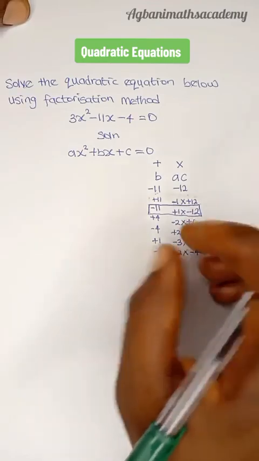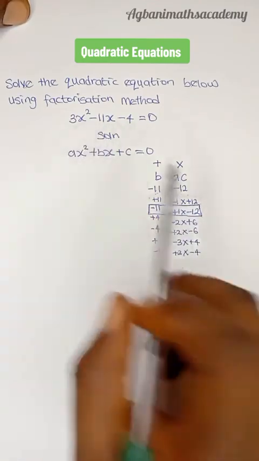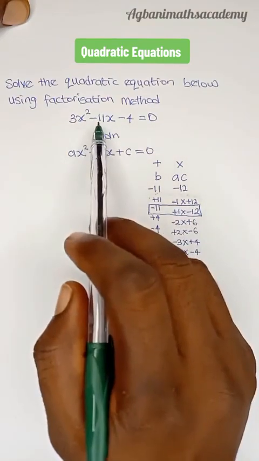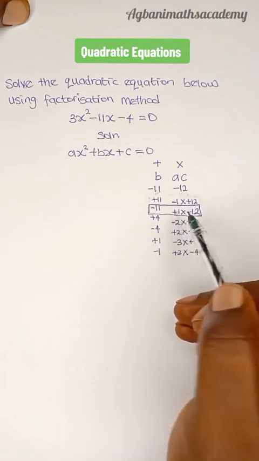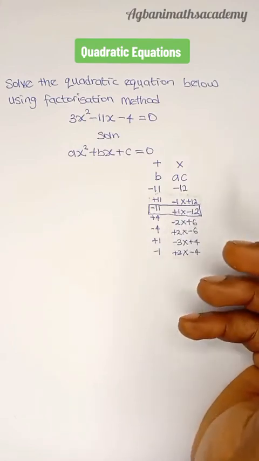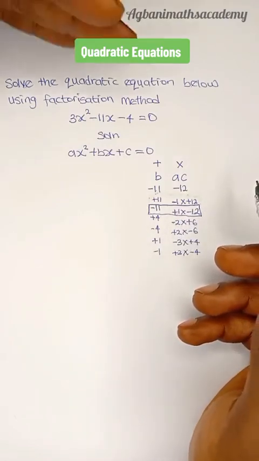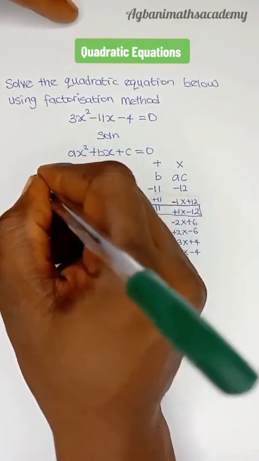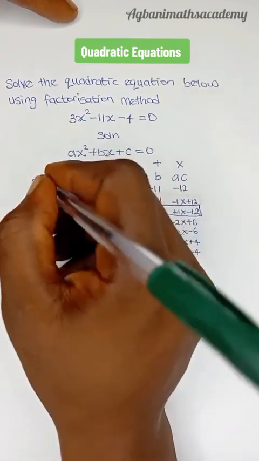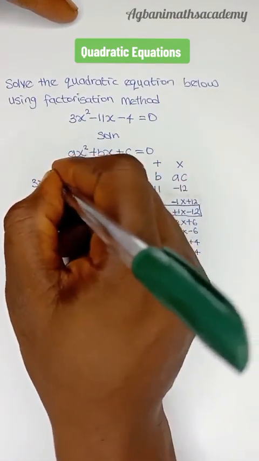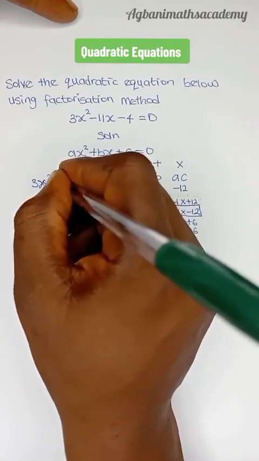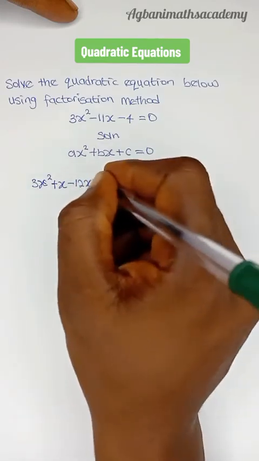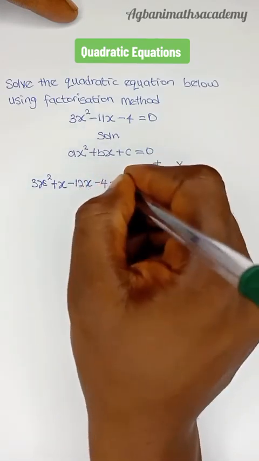After getting this combination, we are going to replace minus 11 with plus 1 and minus 12. Remember, minus 11x is the same thing as plus 1x minus 12x, or plus x minus 12x. So we are going to replace this with that. So we have 3x squared plus 1x, which is the same thing as x, minus 12x minus 4 is equal to 0.